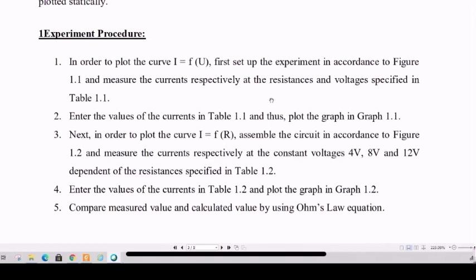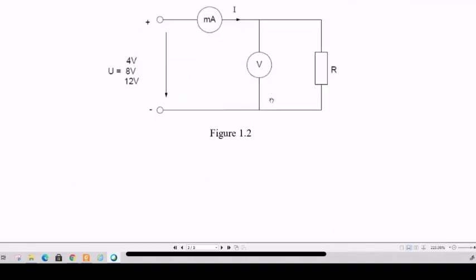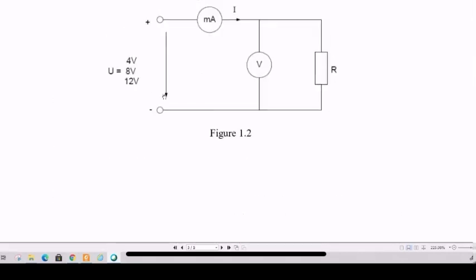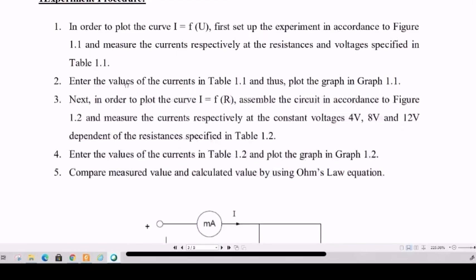Number 2, enter the value of the current in table 1.1. So this is the measured current for respective voltage and resistance measurement table. Okay, you have to follow this. So basically we will measure based on voltage from 0 until 12 at resistance 100 ohm, 150 ohm and 330 ohm. Number 2, enter the value of current in table 1.1, then plot the graph in 1.1.